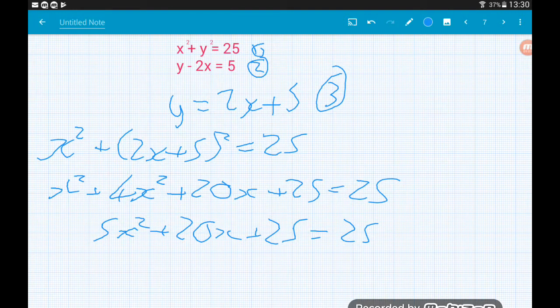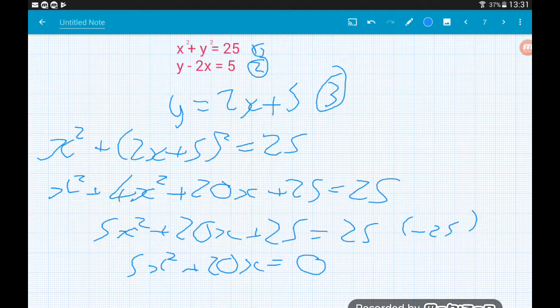Now that might look quite scary as it stands. Got a quadratic that doesn't have a single x squared, they're always quite tricky. However, before we start to panic and think about using the quadratic formula, let's see if we can simplify this down at all. So first of all, it's quite nice that we've got a positive 25 on both sides. We can take that away, which is tasty. Then that's going to give us 5x squared plus 20x equals 0.